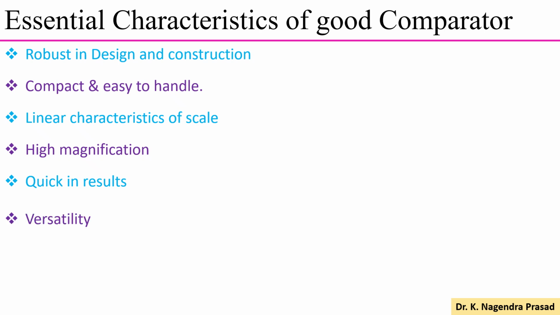And next one is versatility. The instrument should be designed so that it can be used for a wide range of measurements. And next one is minimum wear of contact point. The measuring plunger is in contact with the workpiece and the standard. So the measuring plunger should have hardened steel or diamond contact to minimize the wear effect. Moreover, contact pressure should be low and uniform.